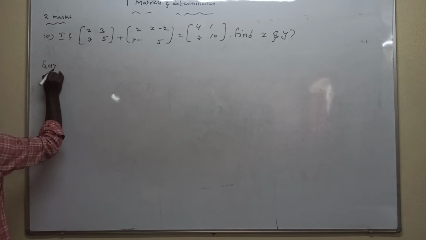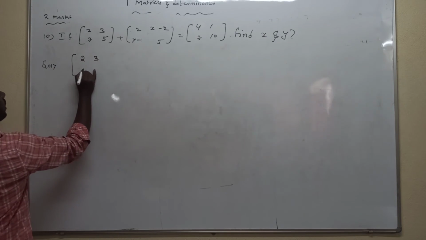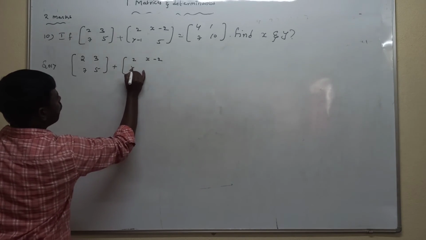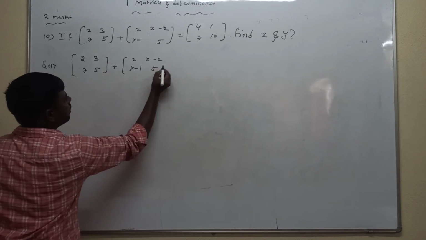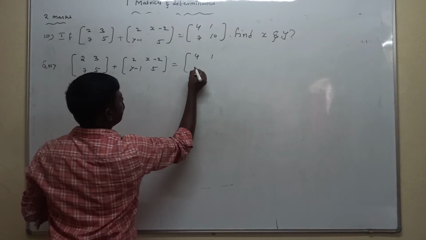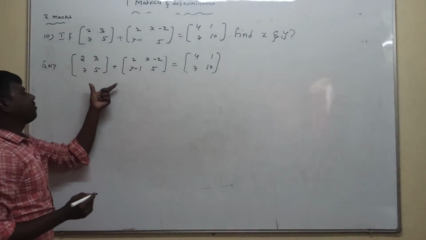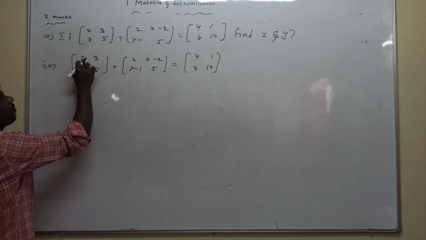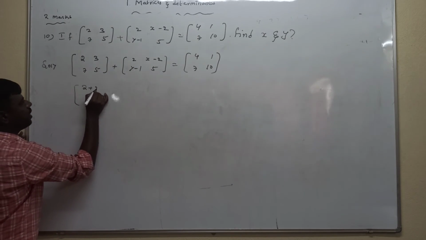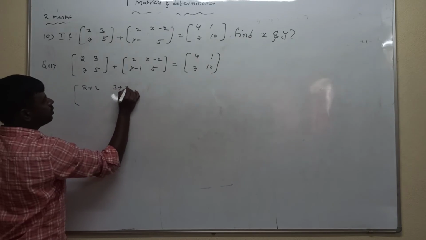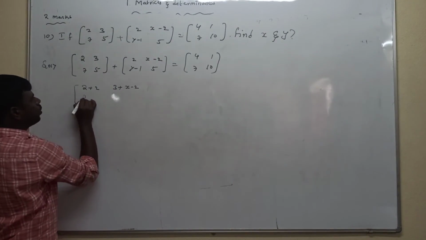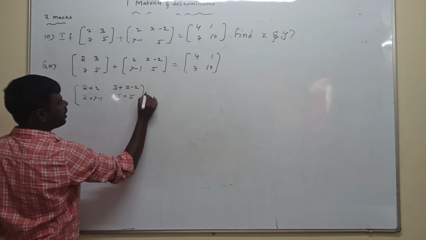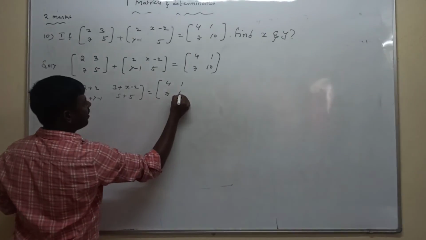Now we go to the solution. The given condition is [2 3; 7 5] plus [2 x-2; y-1 5] is equal to [4 1; 7 10]. On the left hand side the given symbol is plus, so we add corresponding elements. First element plus first element is 2 plus 2, then 3 plus x minus 2. Second row first element is 7 plus y minus 1. Second row second element is 5 plus 5. This is equal to [4 1; 7 10].